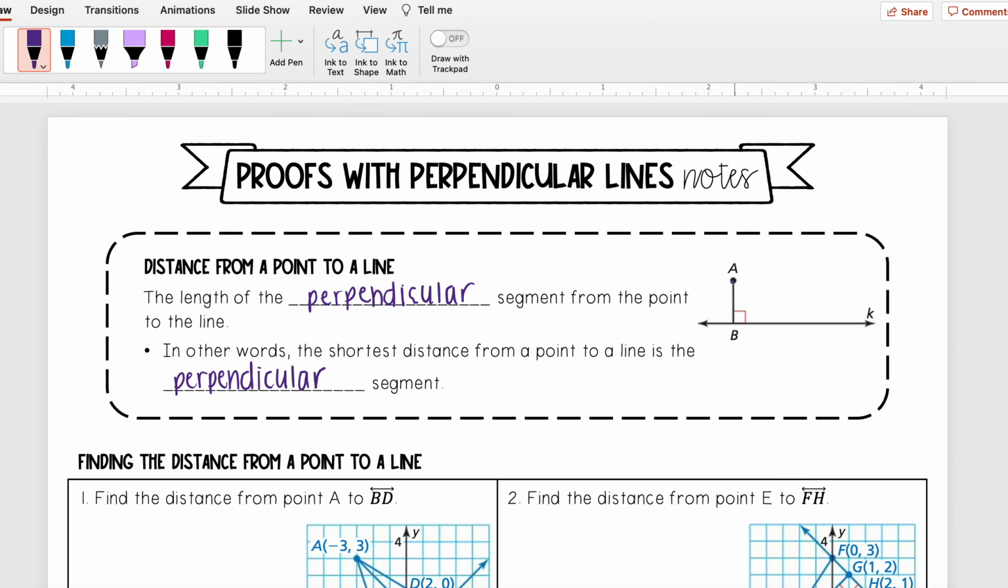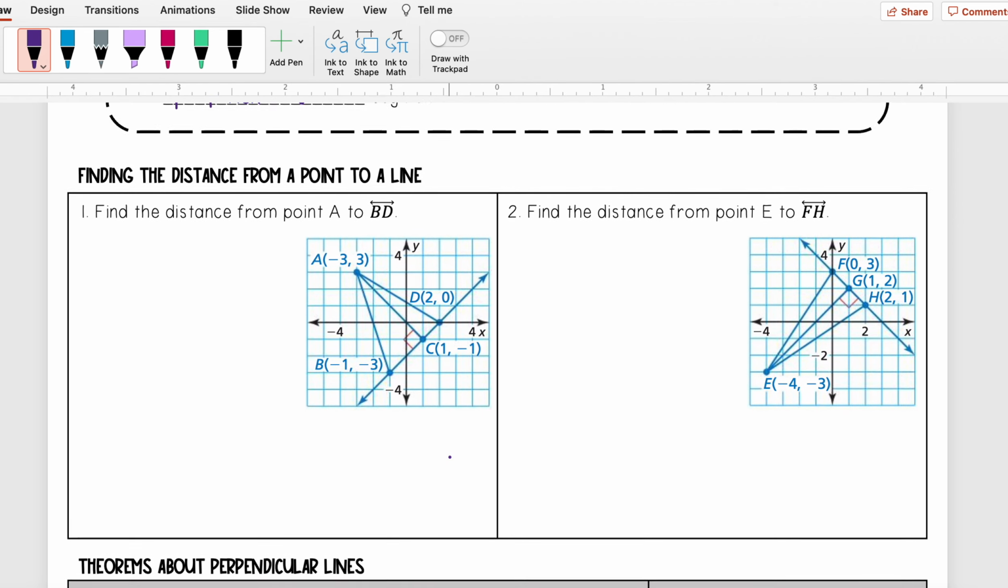And so we see that picture here. If I was finding the distance from point A to the line K, that distance would be the length of AB. So let's look at some examples.